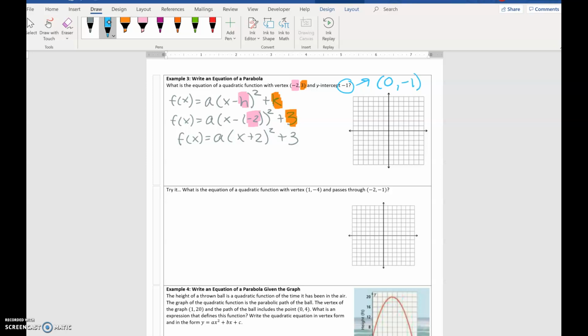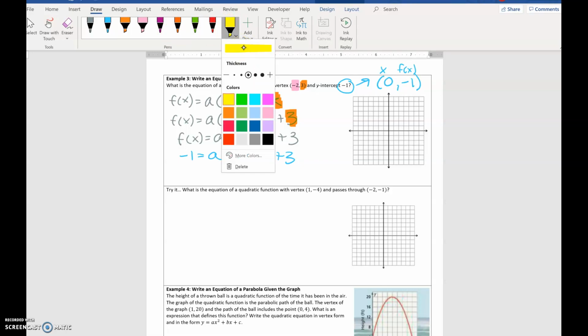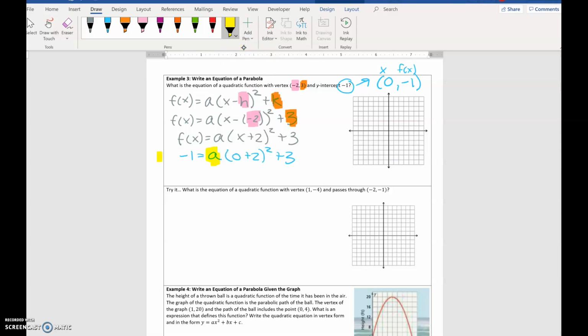We know that it has this vertex and goes through this point. So we're going to take this point right here and we're going to plug it in for x and f of x, right? x and y. So we have -1 equals our a, and then we have x equals 0, so (0 plus 2) squared plus 3. So again, we were plugging in this point right here to solve for a. That's what we're doing right now.